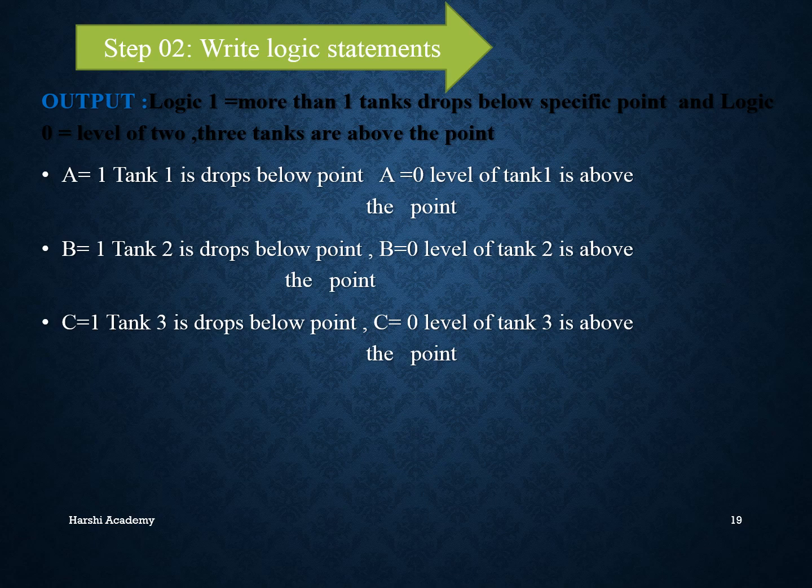Then let's define variables. A, B, C for the 3 tanks. A equals 1, tank 1 drops below the point. A equals 0, the level of tank 1 is above the point. B equals 1, tank 2 dropped below the point. B equals 0, the level of tank 2 is above the point. C equals 1, tank 3 dropped below the point. C equals 0, the level of tank 3 is above the point.